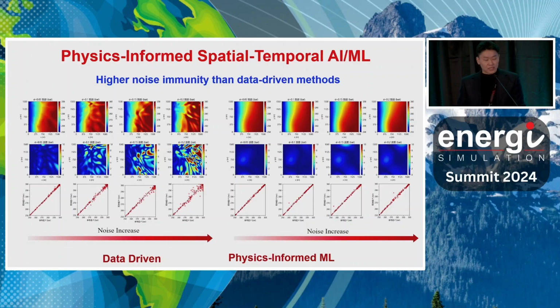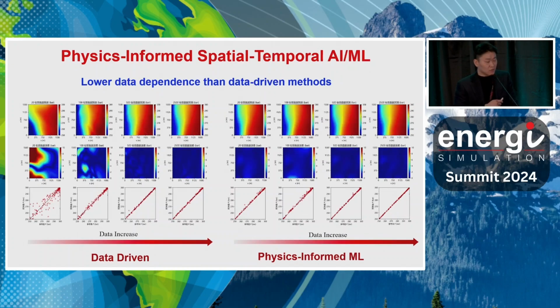We all know that when we grab data from field operations, it will always come with noise. When the noise increases in data-driven models, the prediction accuracy gets worse. But in our physics-informed model, even though the noise increased by 4 times, this model can still provide promising accuracy.